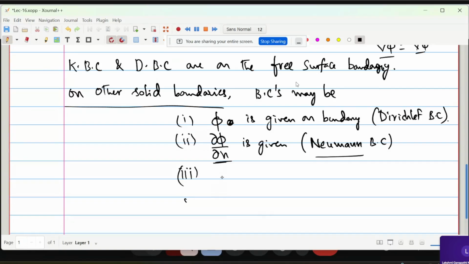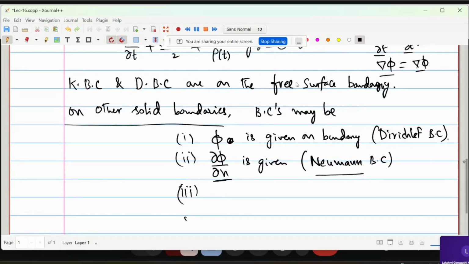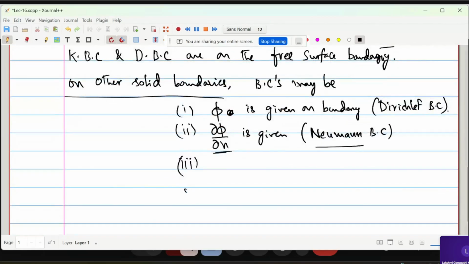So, the third boundary condition can be a combination of these two. That is dou phi by dou n plus some alpha into phi is given. Let me write that: dou phi by dou n plus alpha phi is given.